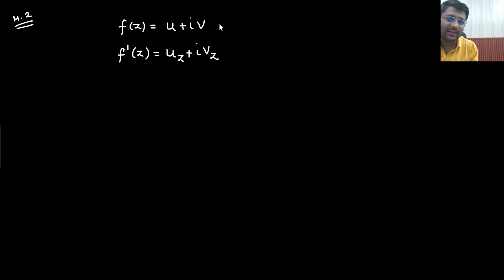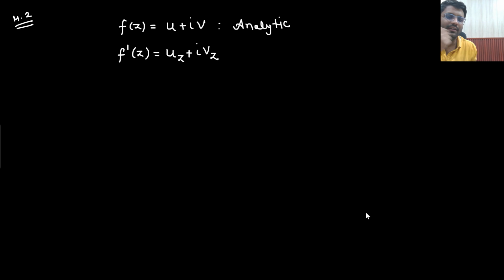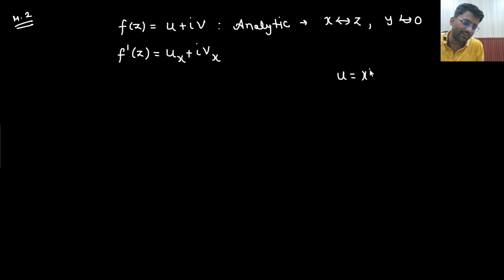But I told you, it is given in the question that f of z is analytic. And if it is analytic, then you know what the CR equations said: x is z, y is 0. So x is z. So in place of partially differentiating them with respect to z, I will partially differentiate them with respect to x. So in place of z, I will put x. Since they are analytic, here I am differentiating with respect to z, but here I will differentiate with respect to x. Now what is given? U is given: x square minus y square.